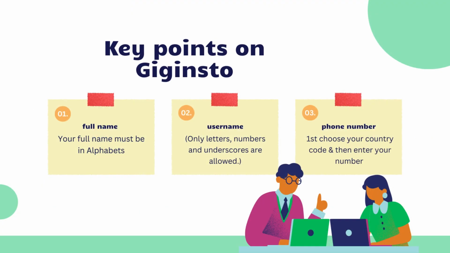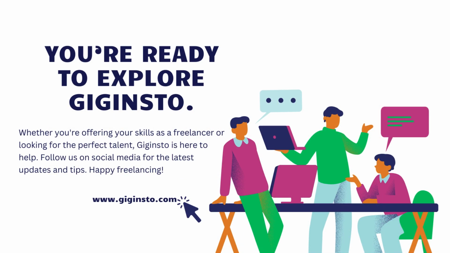Key points on Giginsto. Full name. Your full name must be in alphabets. Username. Only letters, numbers and underscores are allowed. Phone number. First choose your country code, then enter your number.